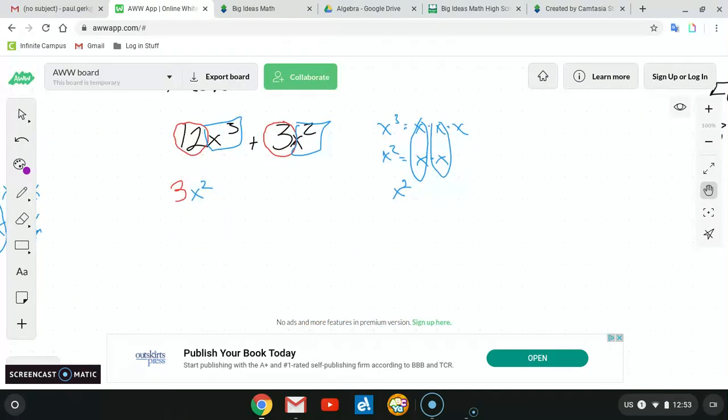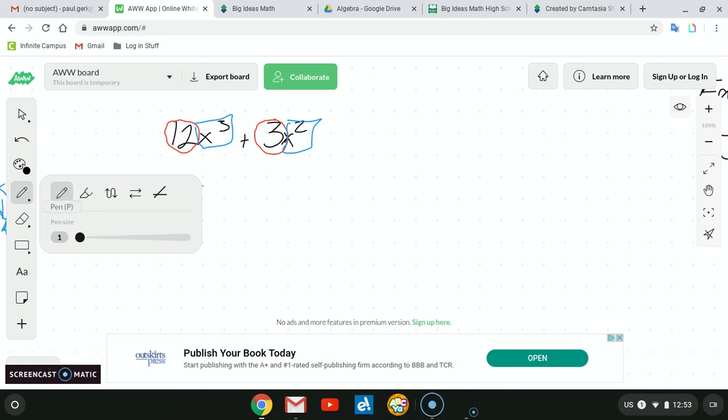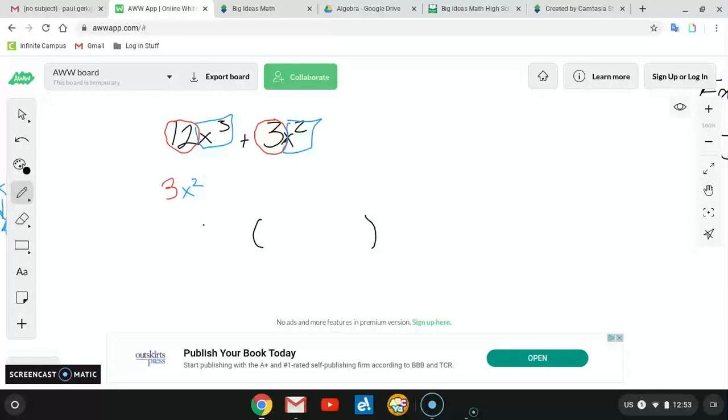So let me erase some of this stuff here. We've got our GCF is 3x to the second. So what we're going to do is, like I said, we're going to undo the distributive property. So the distributive property, remember, we need parentheses. So let's put some parentheses in there. Our GCF is always going to go right there.